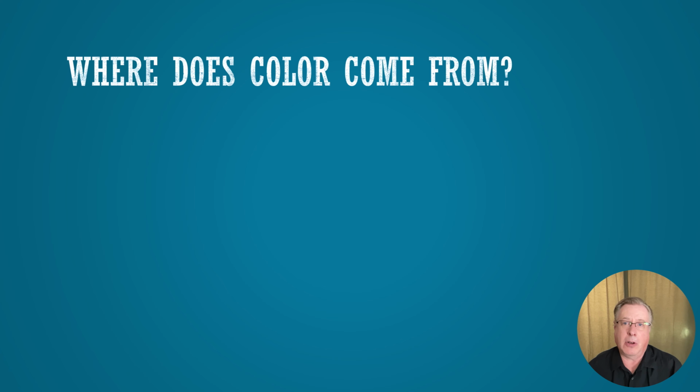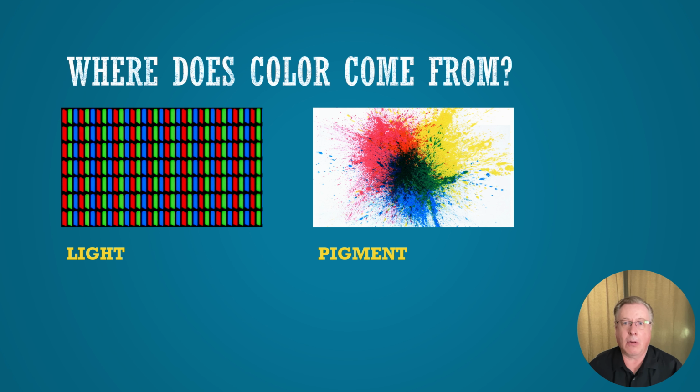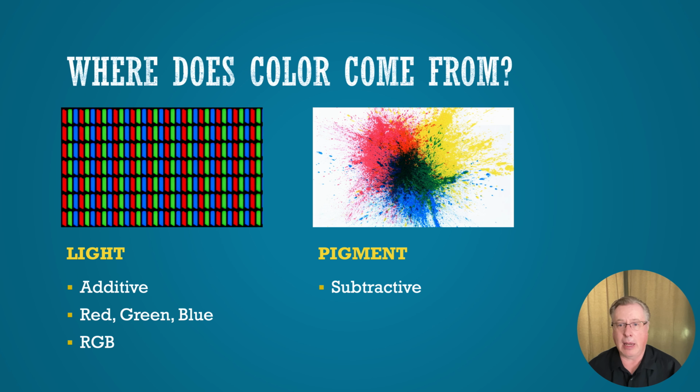Color can be created directly from a light source or indirectly using pigments, such as ink or toner. These are the additive color model and the subtractive color model, respectively. In the additive color model, color is produced by combining red, green, and blue light. This is shortened to RGB.